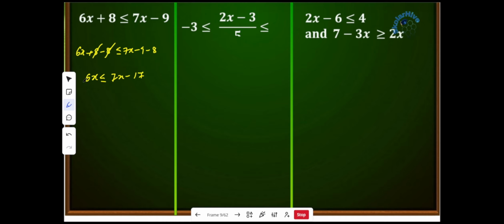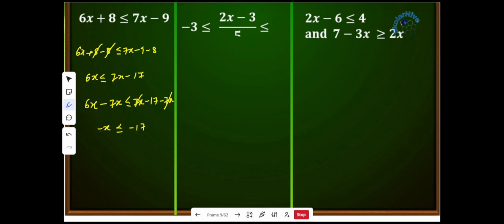Now we want x on one side of the inequality. On the right side we have 7x as well as on the left side, so we'll eliminate 7x from the right. For that we have to subtract 7x over here as well as on the left side. So 6x minus 7x less than or equal to 7x minus 17 minus 7x. The minus 7x plus 7x cancelled, and here 6x minus 7x is minus x, less than or equal to minus 17.